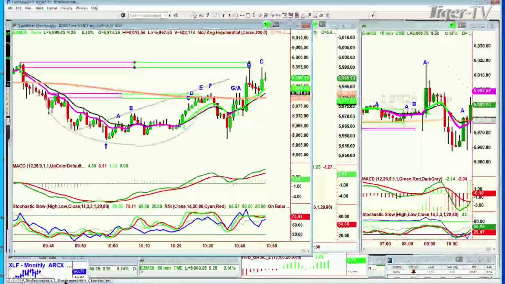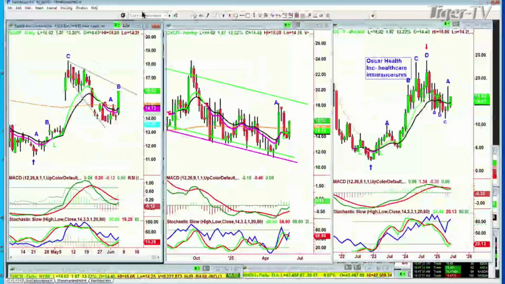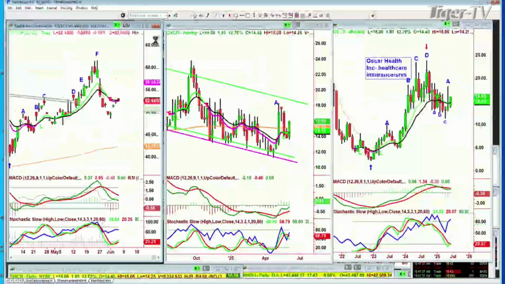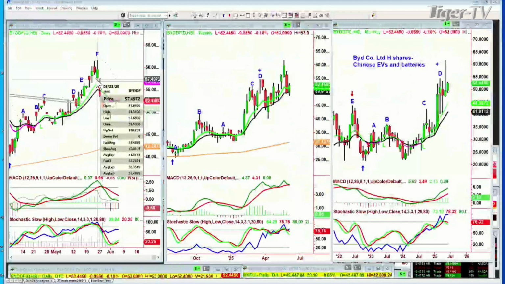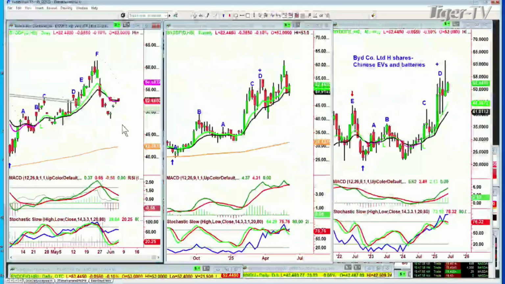Okay. Next question I had was BYD. This is BYDDF. This is BID. I still haven't heard it pronounced. BID Company Limited, 8 shares, Chinese EVs and batteries. Went to a leg E in the monthly chart. It went to a leg E in the weekly chart. Went to a peak F and then turned around sharply from the 61.51 level on the 23rd. And it's trading right now 57. Yeah, I'd say just be a little careful.